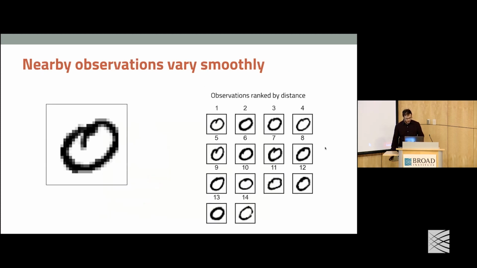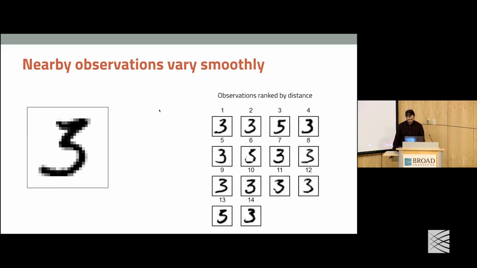Okay. So a slight example of that is picking out this 0 I showed before and showing some of the other observations ranked by Euclidean distance to the 0. And we can see that there's some sense of varying smoothly there. So these neighbors of the 0 that are minimal distance from it have a similar kind of lip in the 0 there. And that's why they are closest to it in the space. And similarly for the 3.